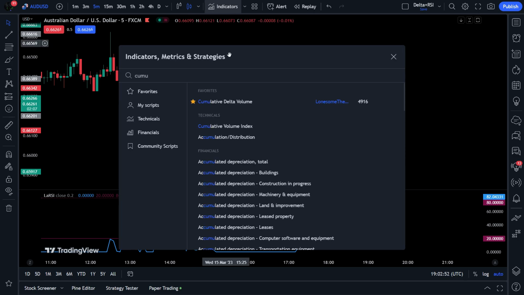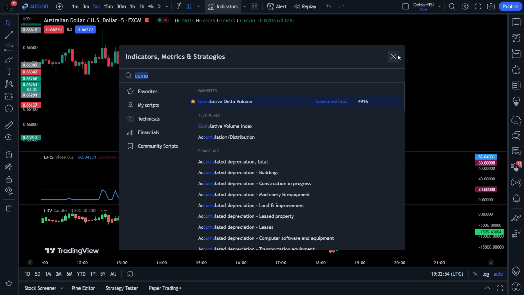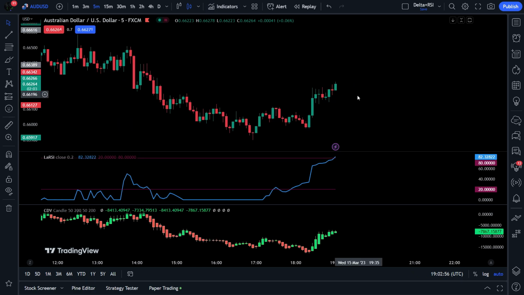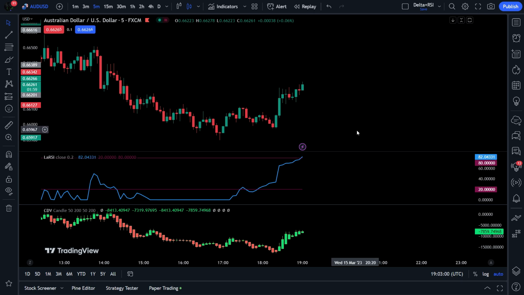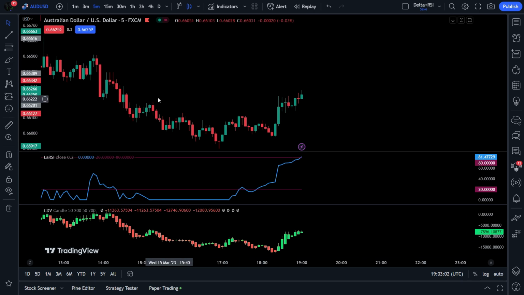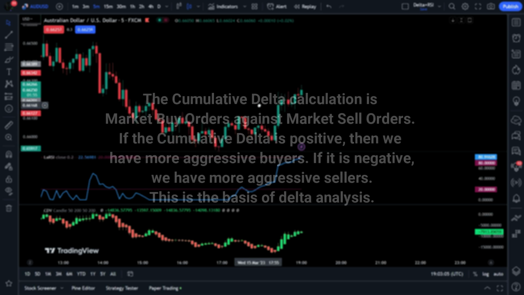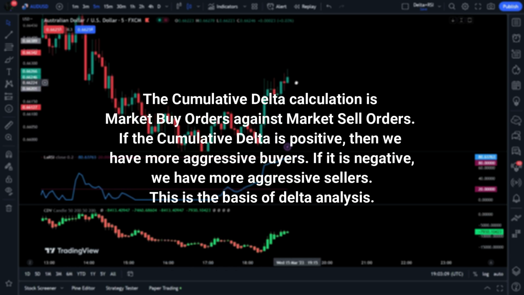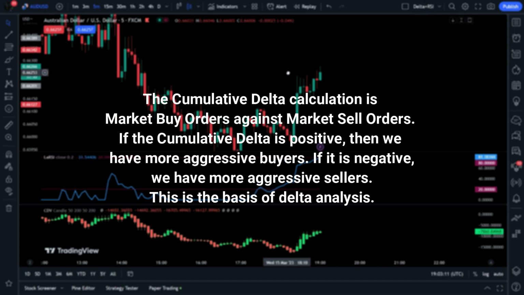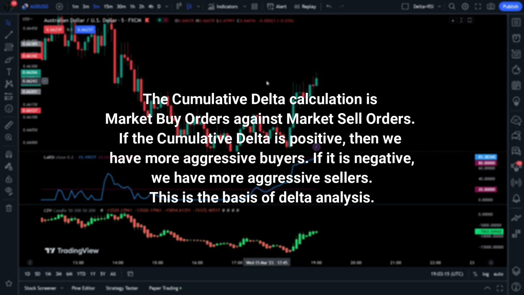I have used cumulative delta before in one of my previous videos, and I highly suggest you watch that video where the indicator is used in another effective trading strategy. So, what is the indicator telling us? The cumulative delta calculation is the buy orders against the sell orders. If the cumulative delta is positive, then we have more aggressive buyers. If it is negative, we have more aggressive sellers. This is one of my favorite trading indicators, but it cannot be used alone.